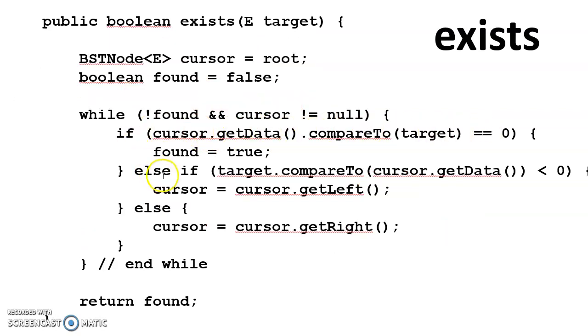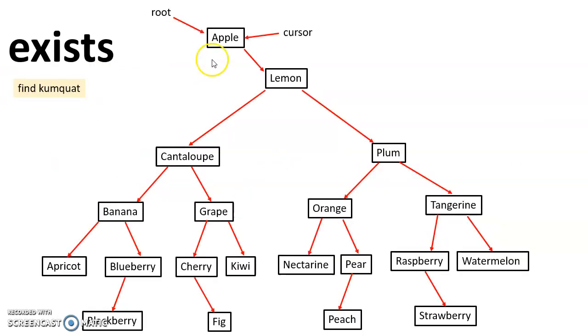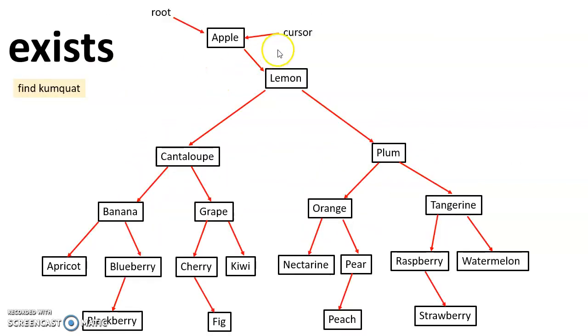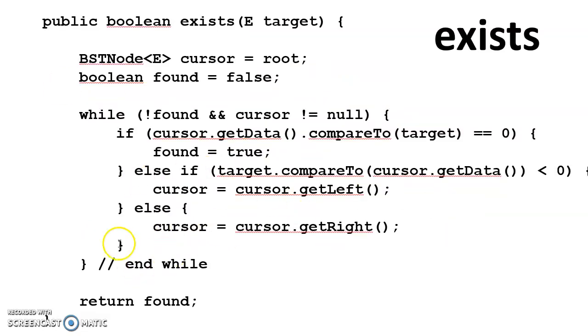Okay, so this test right here, it's not. So then it comes here to the else. If target compared to cursor get data is before, well, target kumquat is not before apple. Since it's not before, we come here, cursor equals cursor get right. By doing that, cursor moves to the right-hand side. And after that is done, we'll come back up.